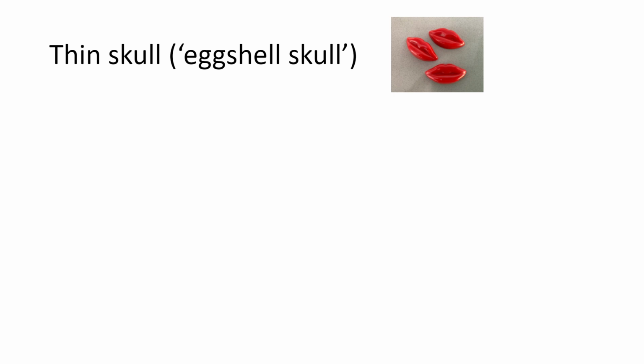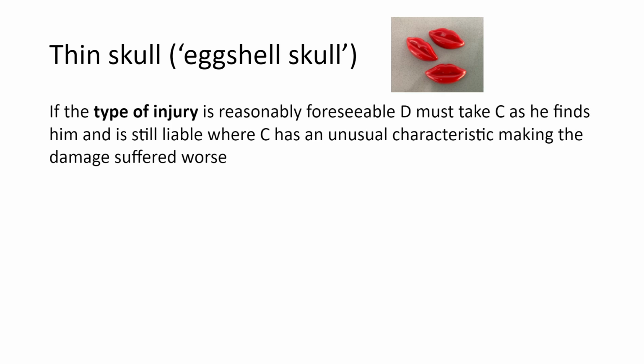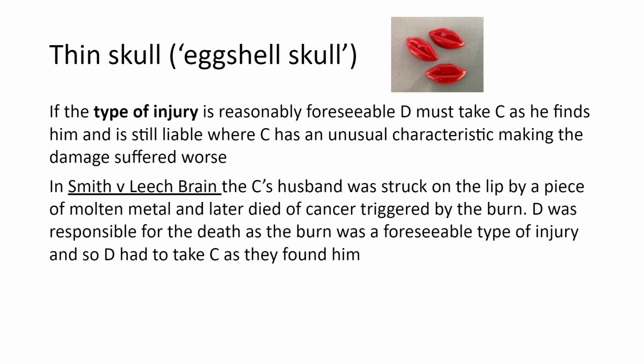And the last thing you need to consider, as with criminal law, is the thin skull or eggshell skull rule. This says that once the type of injury is reasonably foreseeable, the defendant must take the claimant as he finds him and is still liable where the claimant has an unusual characteristic that makes the damage suffered worse. In tort law, this comes from Smith v Leech Brain, where the claimant's husband was struck on the lip by some molten metal and it triggered cancer, which he later died of. The defendant was responsible for the death, as the burn was a reasonably foreseeable type of injury, and the defendant had to take the claimant as they found them.